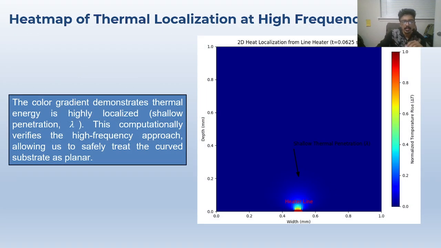As you can see here, the simulation was run with all the input values, and the color gradient demonstrates that the thermal energy is highly localized, which is the shallow penetration depth lambda, which I had mentioned earlier. For it to be as low as possible, the lower it is, the better it is. The plot computationally verifies the high frequency approach, allowing us to safely treat the curved substrate as planar.